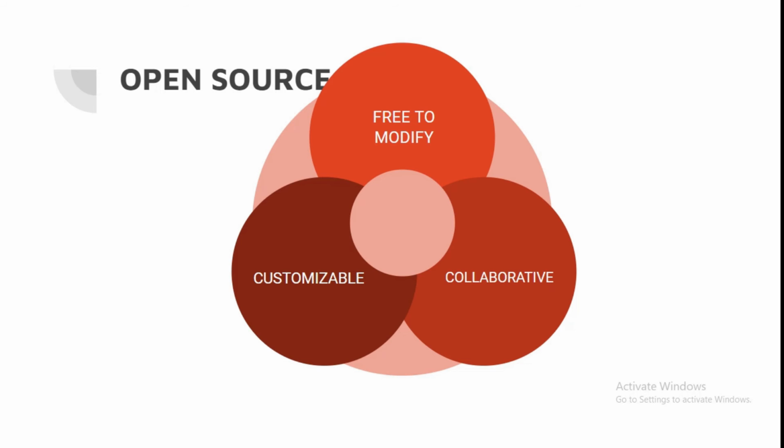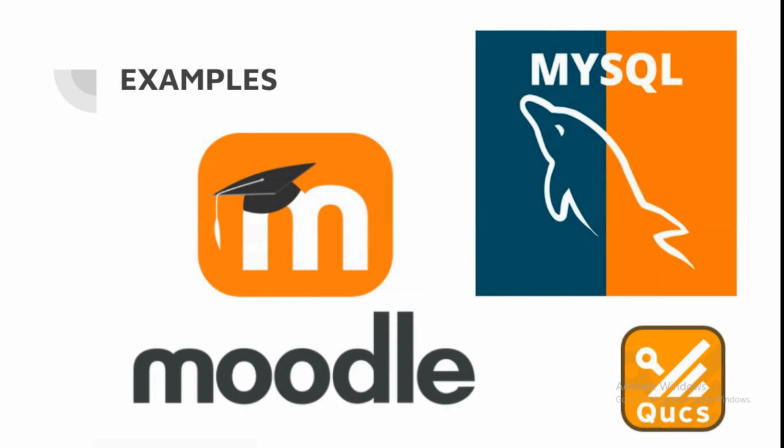So here are some of the examples of open source technology. Here in this series of lectures, we'll be talking a lot about Moodle. So there's the Moodle logo on the left. We have on the right two logos. One is called MySQL, which is used for databases. There is a software called QUCS, or the Quiet Universal Circuit Simulator, which is used for circuit simulations.